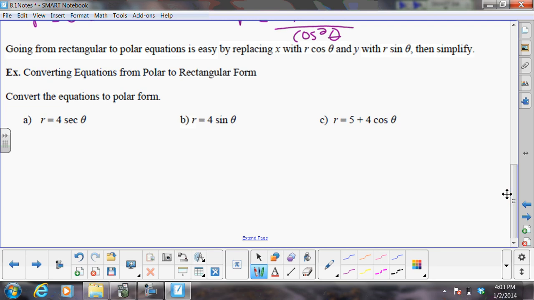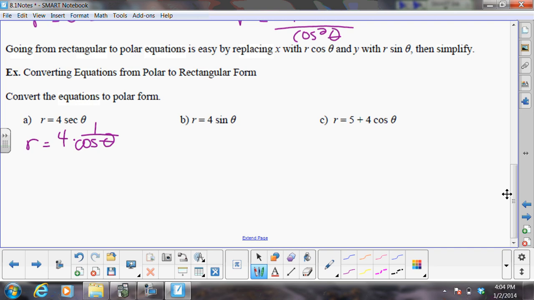It says going from rectangular to polar is easy because we could just replace the x and the y with r cosine theta and r sine theta and then simplify. Going this way is not so much easy because you kind of have to visualize it. This is like what we already did. Change secant to cosine because none of the polar functions have a secant in it. They either have a sine or a cosine. That's what you want to get your equations to.